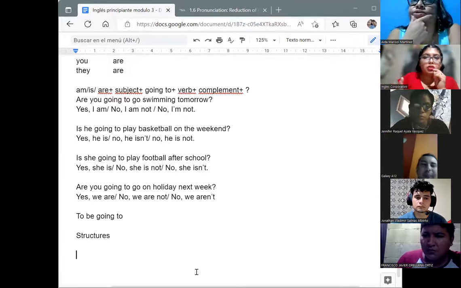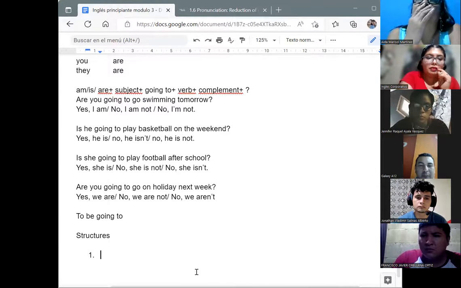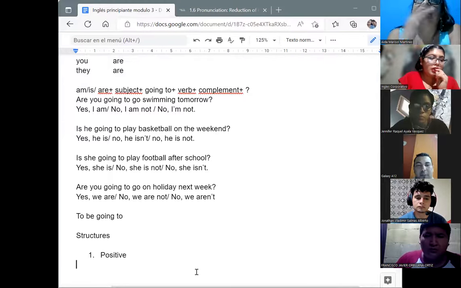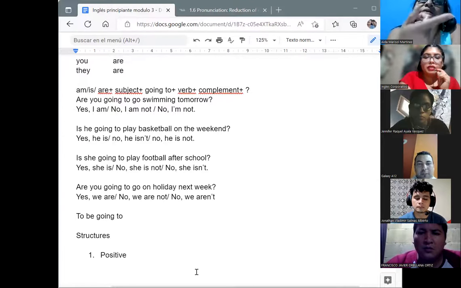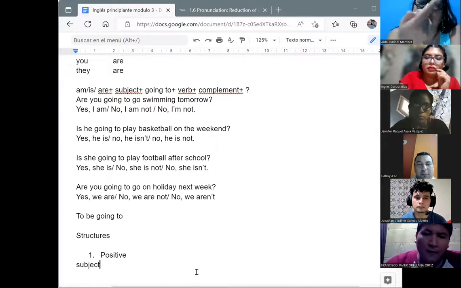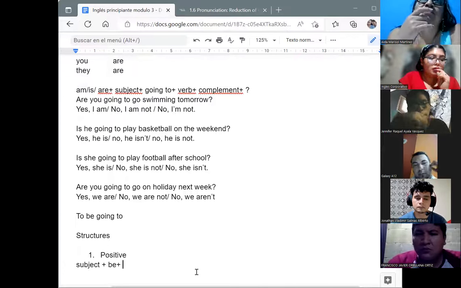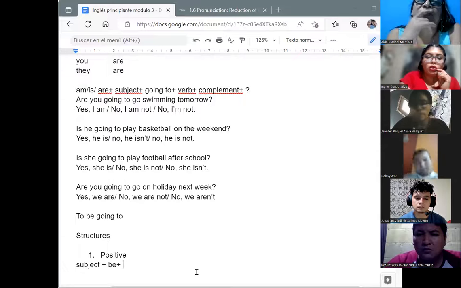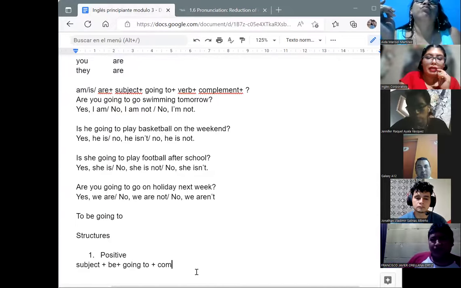Structures. The first structure that we are going to see is positive. For the positive sentence, we are going to use the subject plus be plus going to plus complement.